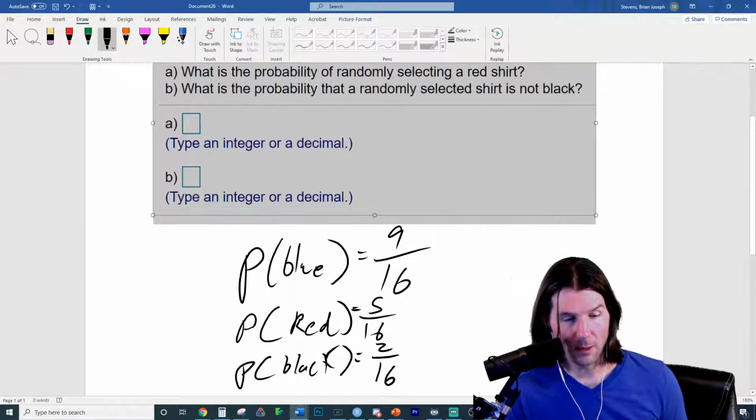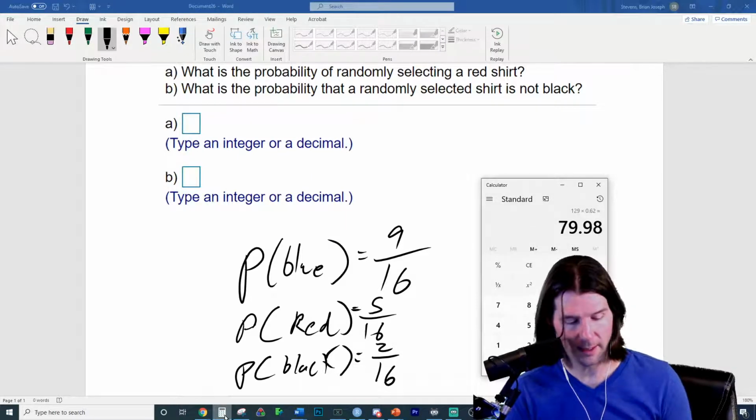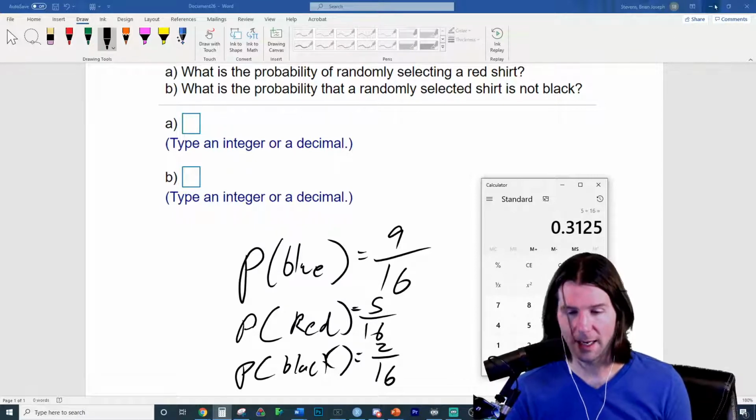What is the probability that a randomly selected shirt is red? Should be 5 out of 16, so we can just divide that here. That should be 31.25. What's the probability it's not black?